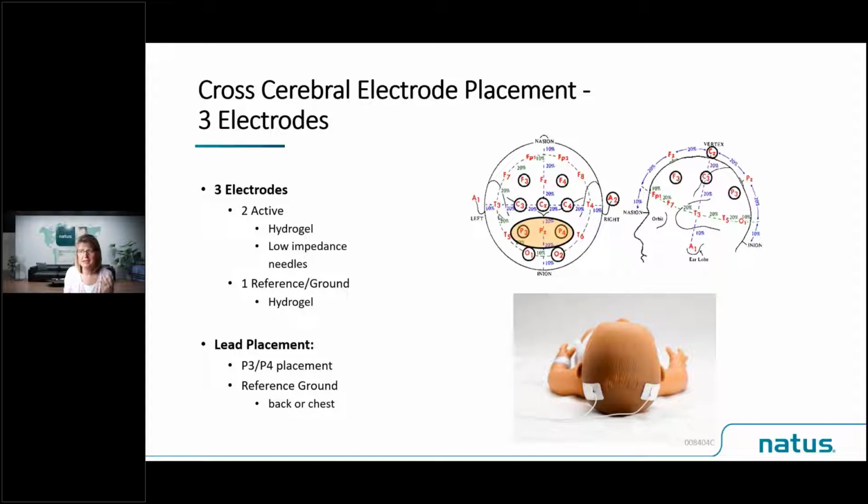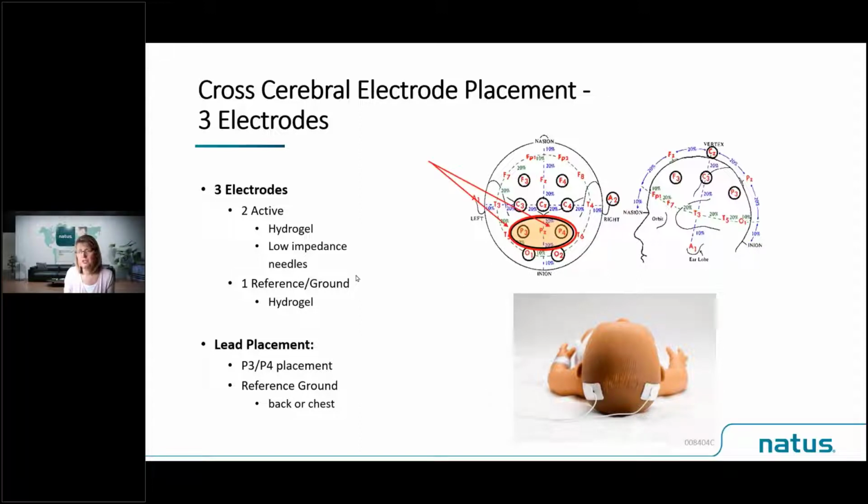So in order to have a 3 electrode or cross cerebral electrode placement, it requires 3 electrodes, 2 on the baby's head and 1 ground or reference electrode, and we're placing them in the biparietal region. This is using the 10-20 system for electrode placement.